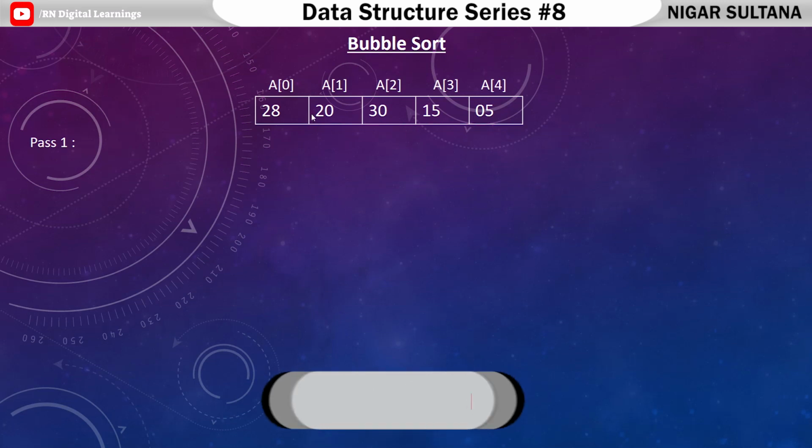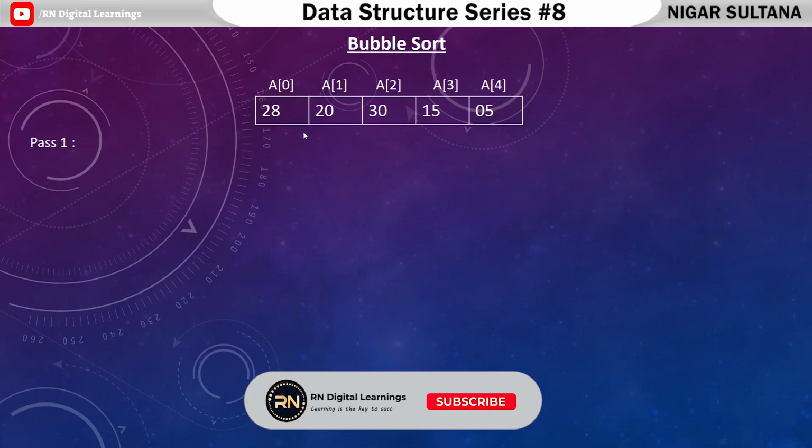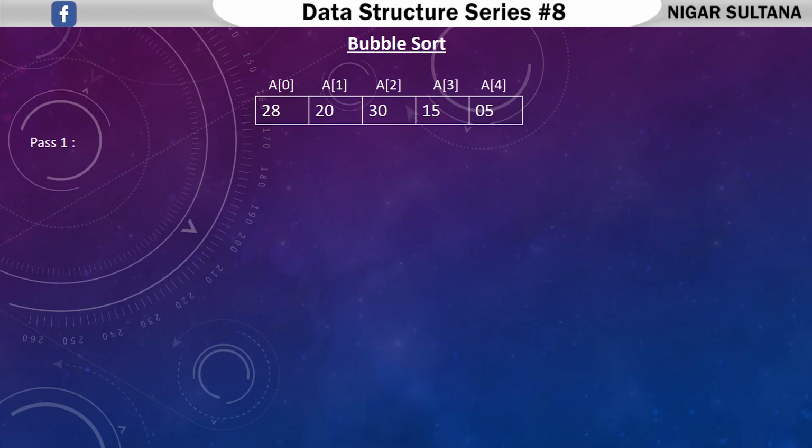We have 5 values in this array. First value is holding 28, then 20, 30, 15 and 5. The array index starts from 0 to 4. Size of an array is 5, that is 0 plus 4 plus 1 will make 5.